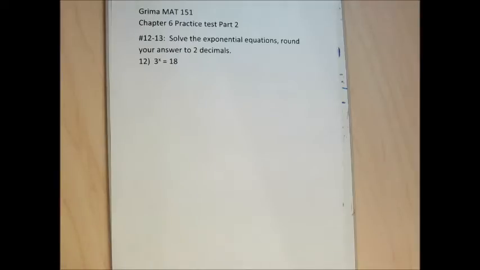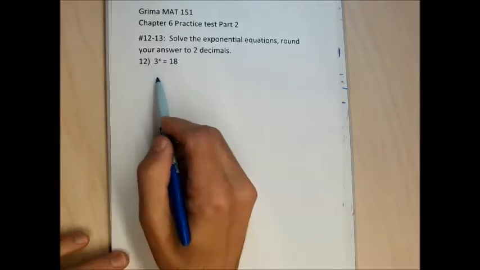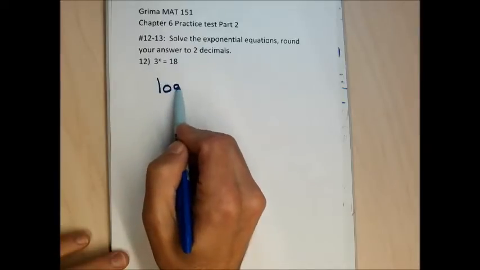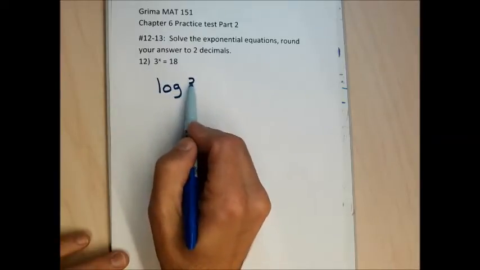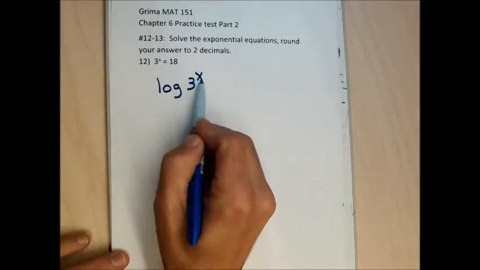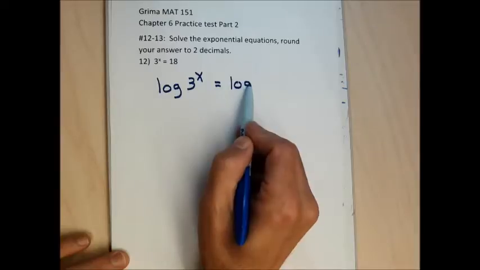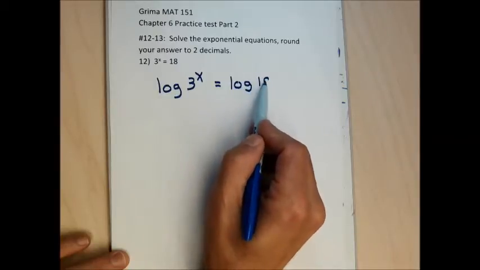So I think there's just 10 problems on this part of the practice test for Chapter 6. There's some messy problems, so let me just get into it. For problems 12 and 13, there's an x in an exponent, and the problem has an equal sign. It will always work to solve these kinds of problems by taking the log of both sides. That's what I'm going to do for problem 12.